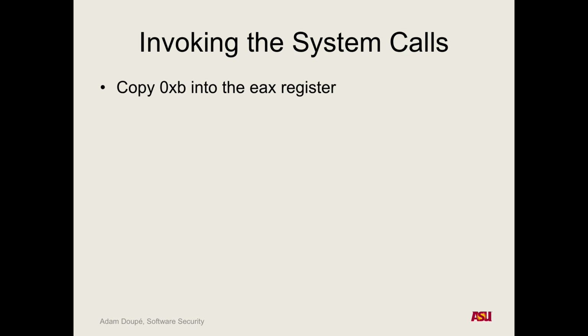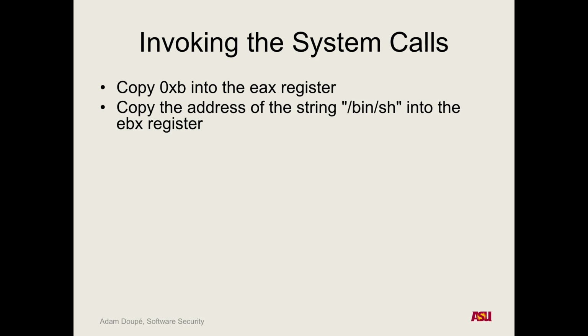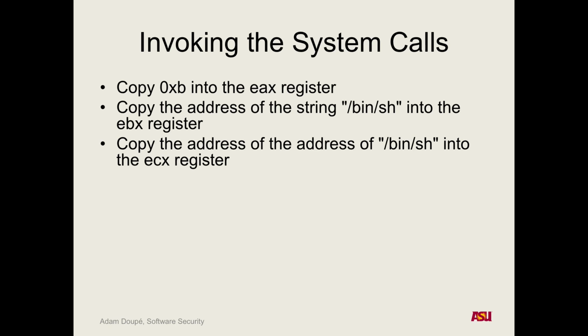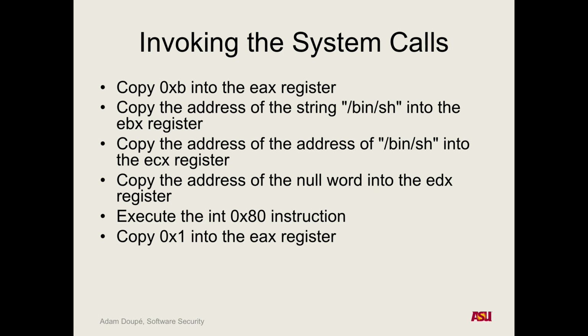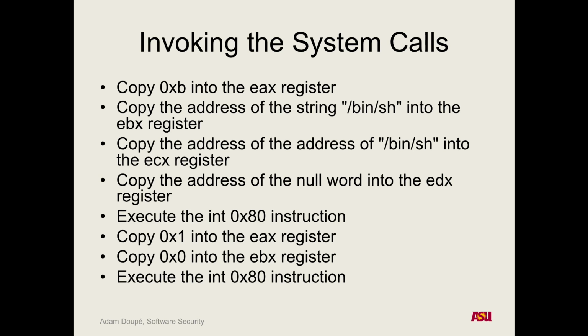So our goal is going to be: copy 11 into the EAX register, copy the address of the string /bin/sh into the EBX register, copy the address of beta into ECX, copy the address of the null word into EDX, execute int 80, and then copy 1 into the EAX register, copy 0 into EBX, and then execute int 80 again. So what are these last three doing? Exit. Just calling exit. Just to be nice.